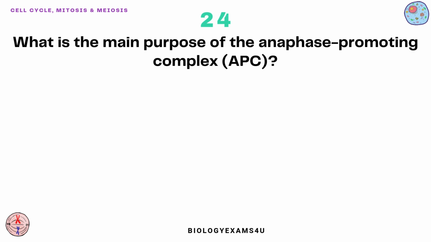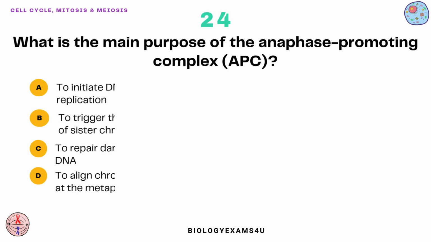Question number 24. What is the main purpose of the anaphase promoting complex, or APC? Options are A, to initiate DNA replication, B, to trigger the separation of sister chromatids, C, to repair damaged DNA, D, to align chromosomes at the metaphase plate.